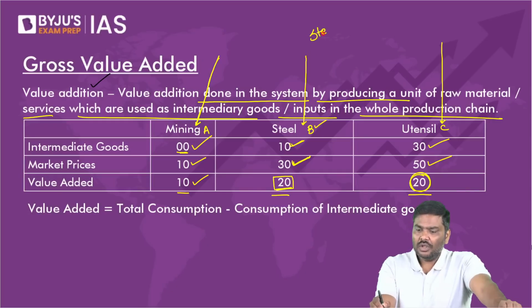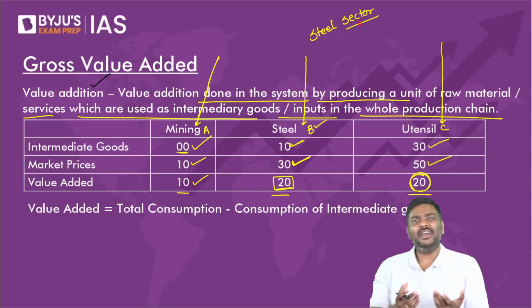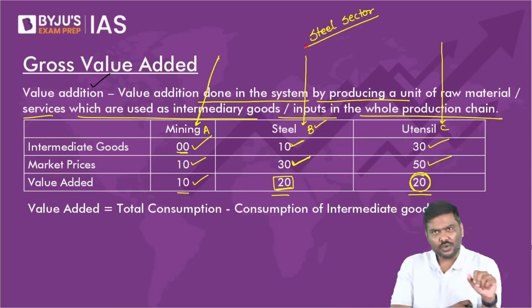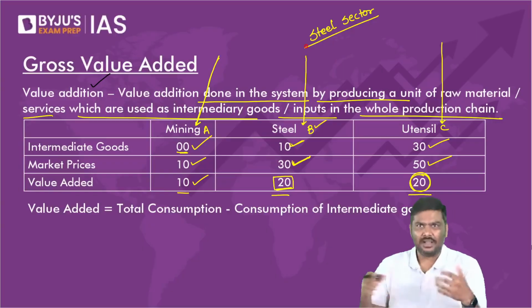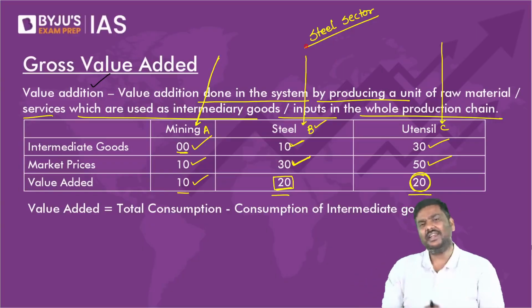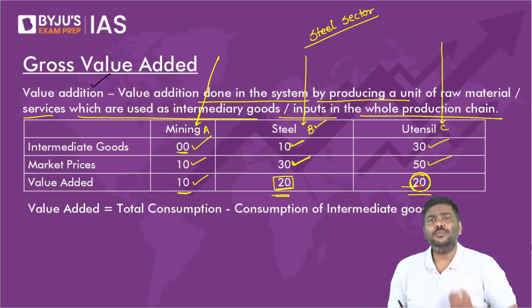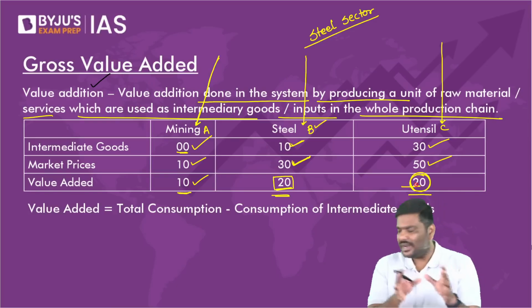Let me know. Can the Government of India, and when I say Government of India here, I mean NSO, the National Statistical Office, find out how much is the total value addition done by all the companies in the steel sector? They will simply calculate 10 rupees, 20 rupees and 20 rupees. Total value addition will be 50 rupees. Any problem in understanding how gross value addition is calculated?